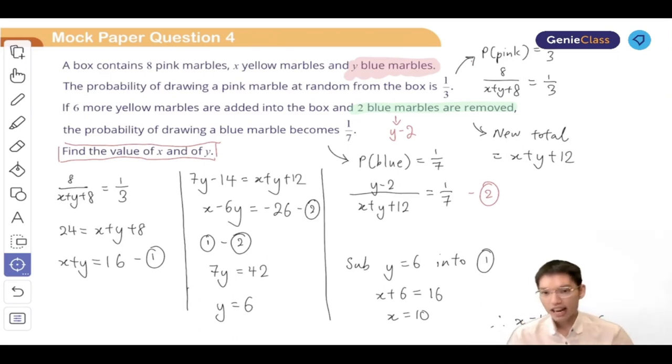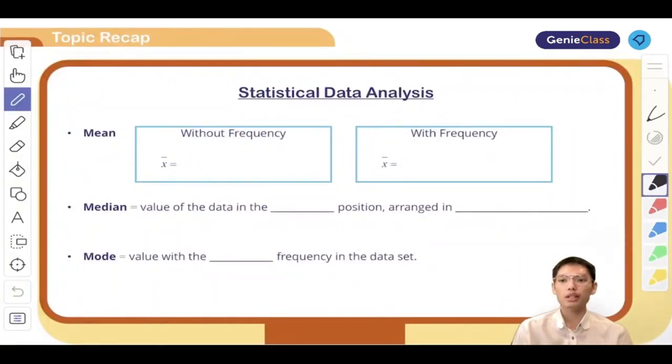Alright, let's quickly move on towards another part. So that's the first few parts with regards to probability and statistics. I hope you guys got it. Now let's move on to the huge part over here, which is statistical data analysis.